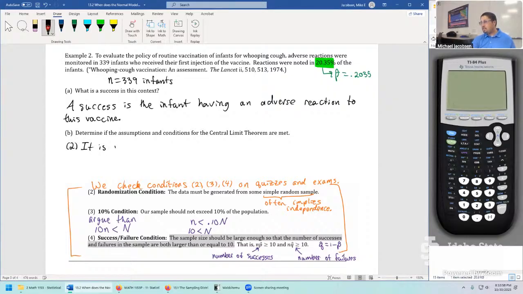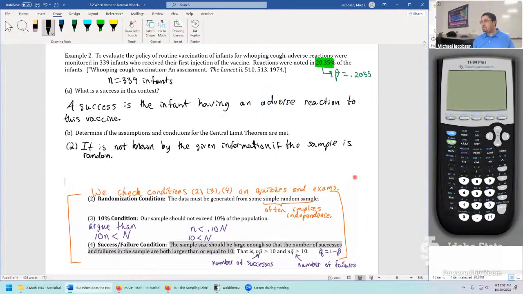It is not known by the given information, what was written in the problem, if the sample is random, let alone if it was a simple random sample, which is the gold star for randomization. We don't know by what we were given at all if it was even random in the very first place. Doesn't mean conditions overall failed to be met. It just means this is something we can't check either.